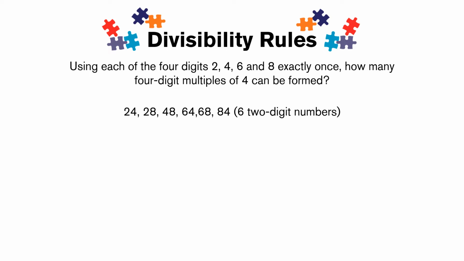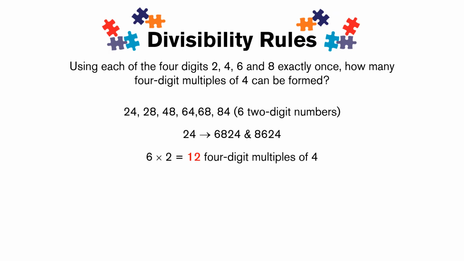So using those 2-digit numbers, now we need to figure out how many 4-digit numbers can be formed. So for every 2-digit number, we are going to have 2 remaining digits, and there's 2 ways we can create a number using those. For example, 24, we have 6 and 8 left over, so we can make 6,824, or we can make 8,624. So knowing that each of those 6 2-digit numbers can then be created into 2 different 4-digit numbers, we can conclude that we're going to have 6 times 2 equals 12 4-digit multiples of 4.